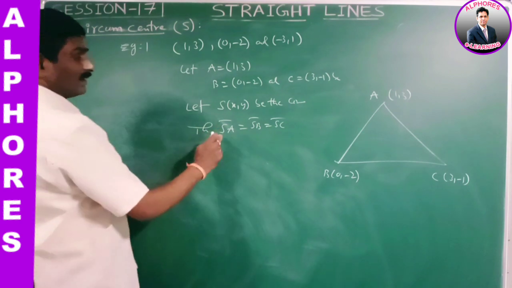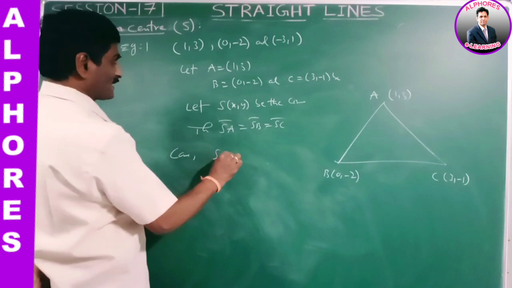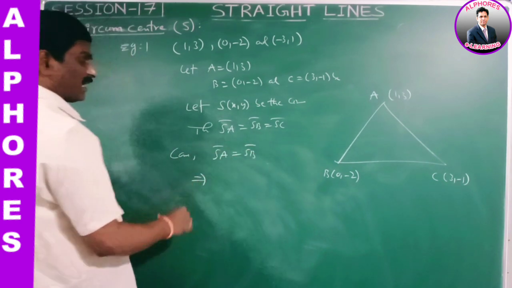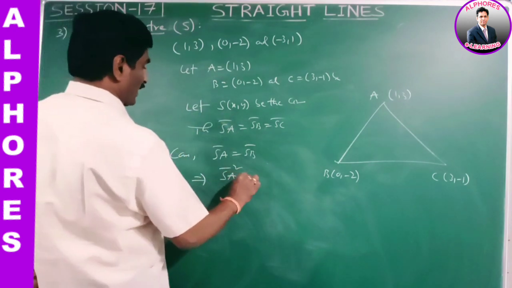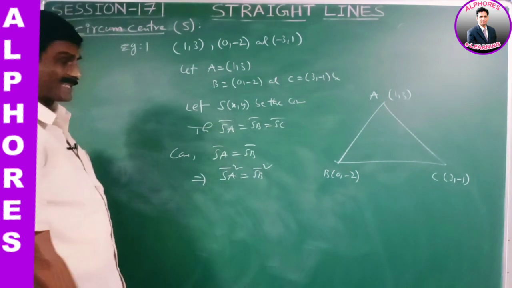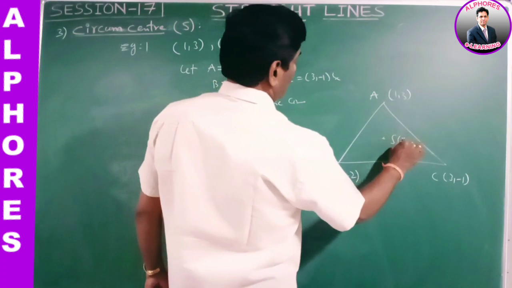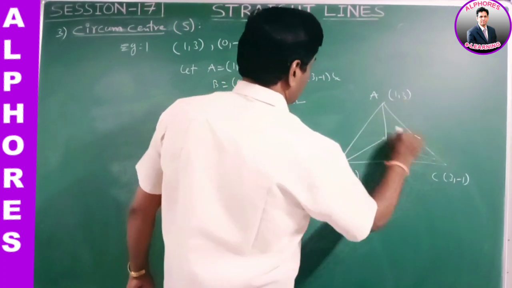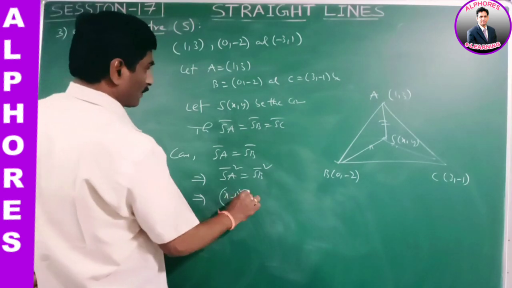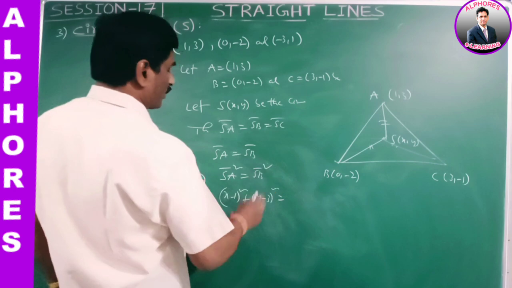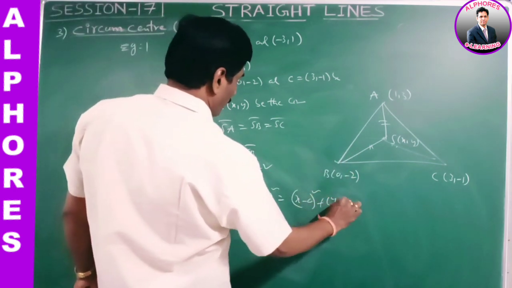Let us first consider SA = SB. SA is the distance between S and A, so SA² = SB². Distance is always a positive quantity. Here S is (x, y). SA² is (x - 1)² + (y - 3)², which equals SB², and SB² is (x - 0)² + (y + 2)².